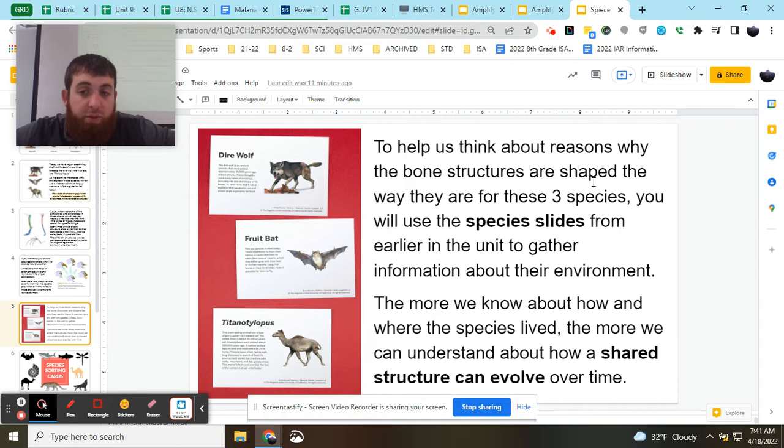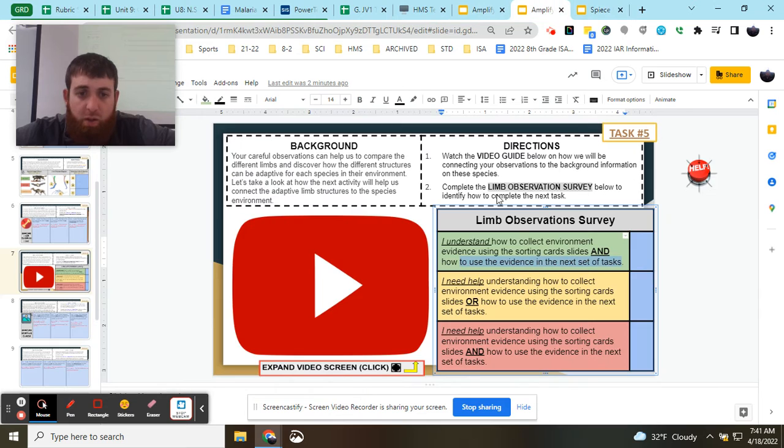So, to help us think about the reason why the bone structures are shaped the way they are for our three species, we're going to use our species slides from that earlier unit to gather information about their environment, just like the environment of our birds. The more we know about how and where the species live, the more we can understand how a shared structure can evolve over time. So, we've looked at this idea that we're going to be collecting environmental evidence using the sorting cards, and we're going to be using them in the next set of tasks.